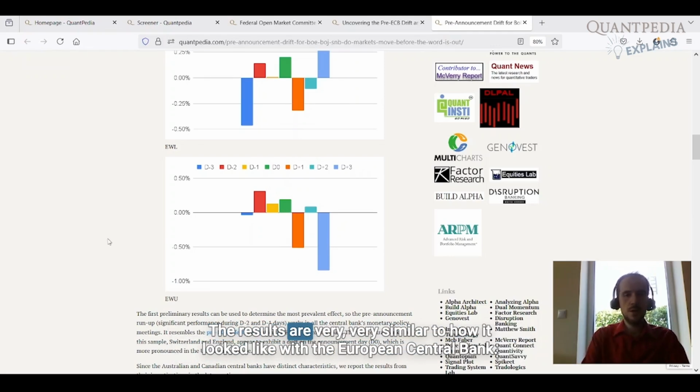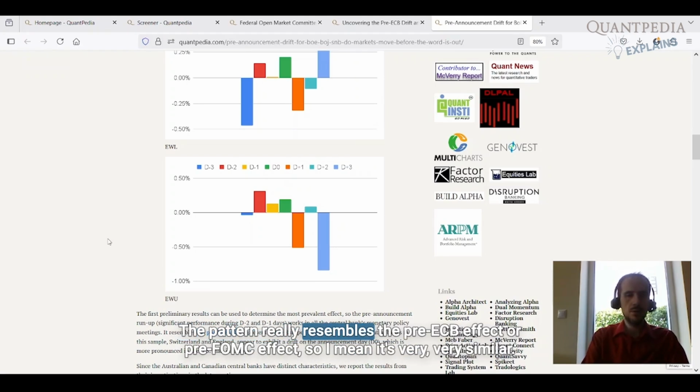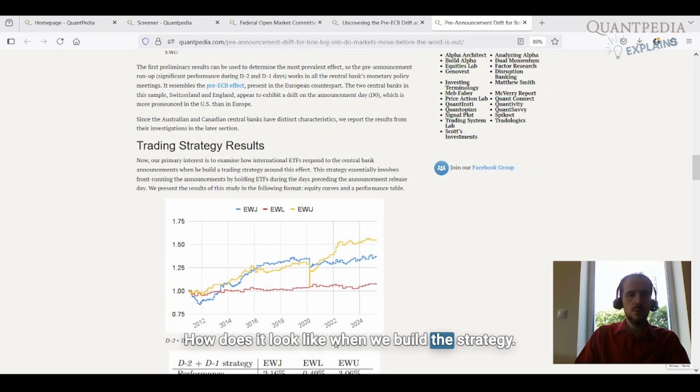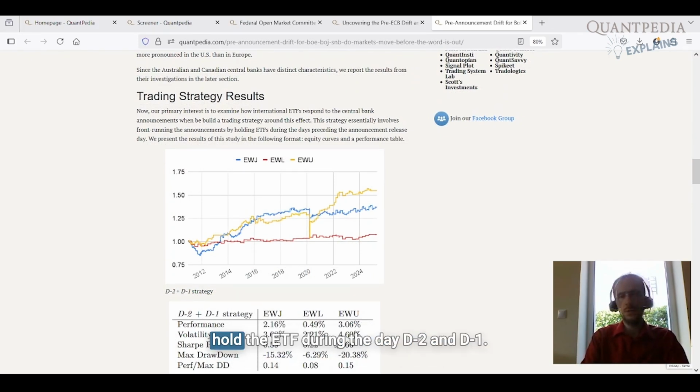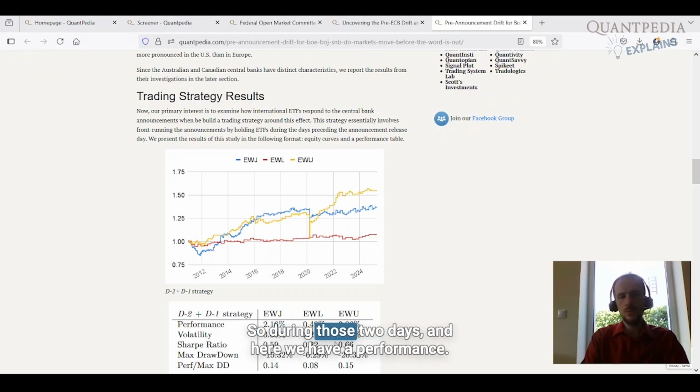The results are very similar to how it looked with the European Central Bank. The pattern really resembles the pre-ECB effect or pre-FOMC effect. So how does it look when we build the strategy? The idea for our strategy is to buy the ETF on day D-3 at the close, and we hold the ETF during the days D-2 and D-1, so during those 2 days.